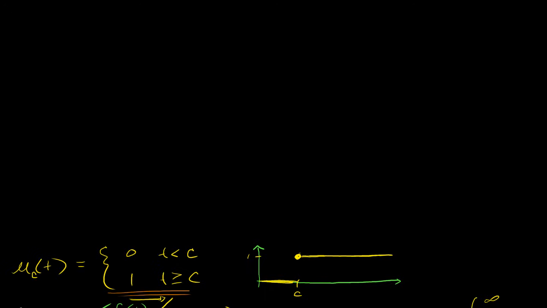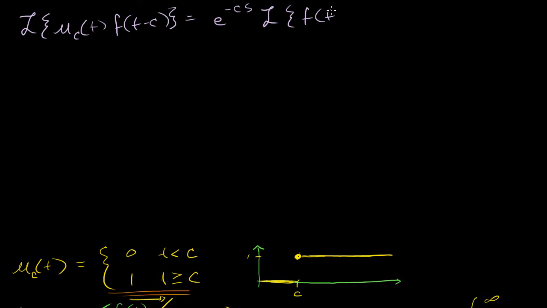So let me rewrite the result that we proved just now. We showed that the Laplace transform of the unit step function that goes to 1 at some value c, times some function that's shifted by c to the right, is equal to e to the minus cs times the Laplace transform of just the unshifted function. That was our result. That was the big takeaway from this video.